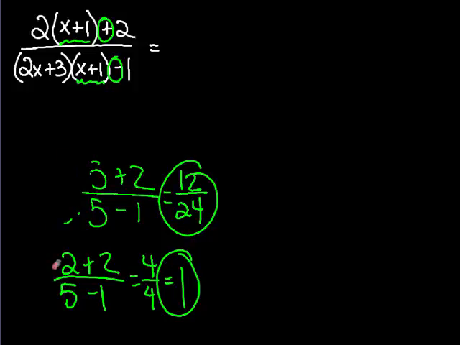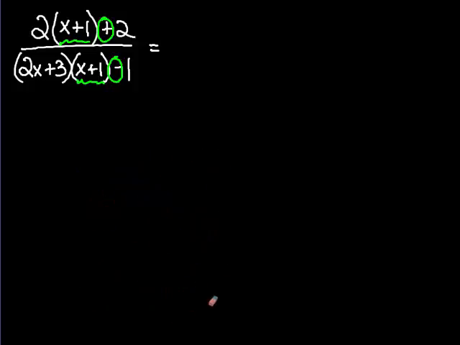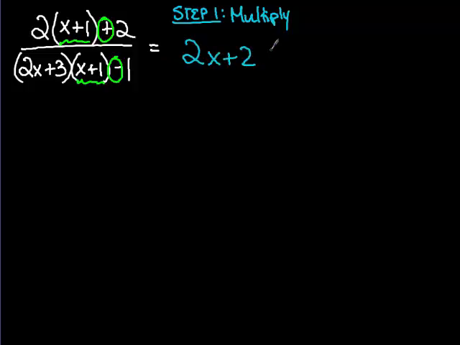And so therefore we can't just simply cross out those values. We would definitely have to work it out, multiply, and see what we get and see if anything can reduce from there. So that's going to be our first step. Step 1, multiply. We have 2 times x and 2 times 1, so that's going to give me 2x plus 2, and then plus that extra 2 in the numerator.